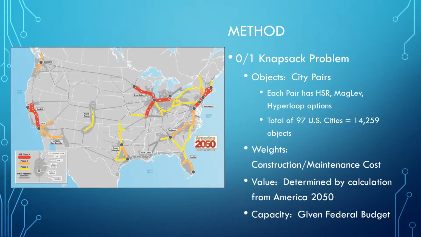This problem is solved as a 0-1 knapsack problem where objects are city pairs. Each city pair will be considered 3 times with high-speed rail, maglev, and hyperloop. The weights are the calculated cost of construction and maintenance, and the value is determined by a valuation equation from America2050.org. A total of 97 cities were considered, resulting in 14,259 total possible objects. The capacity of the knapsack is a given federal budget.